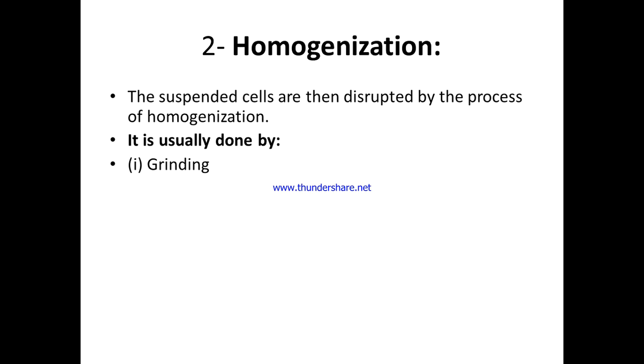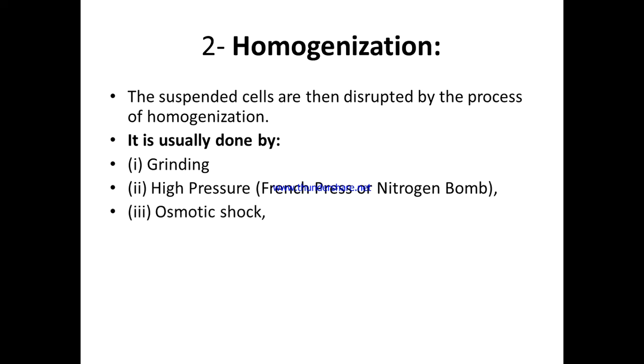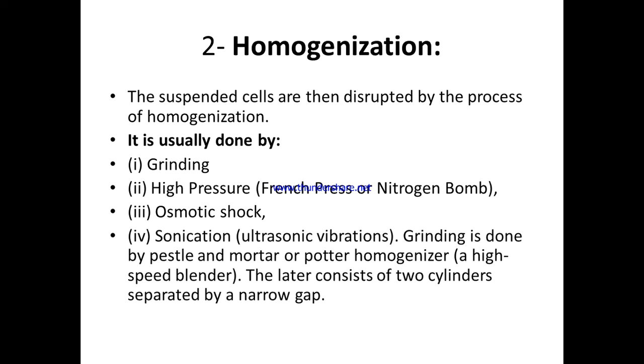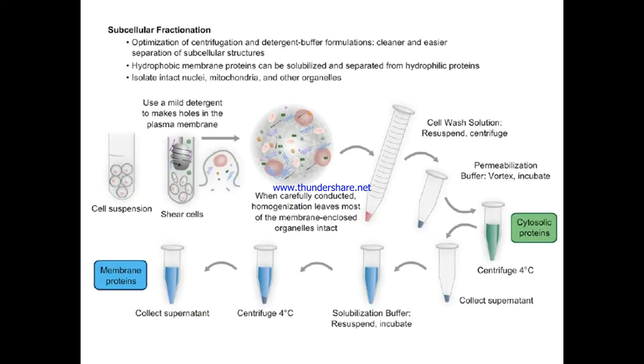And in the next slides, we are talking about four steps with a figure. And the grinding is done by a pestle or a motor or Potter homogenizer, a high-speed blender. The cylinder's constituents are separated by a narrow gap. So, as this is appearing in the picture, it's an overview of the steps.